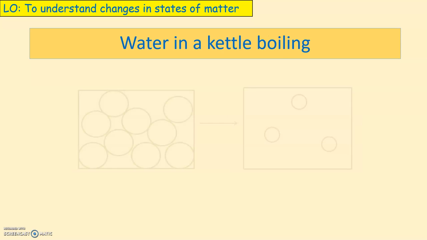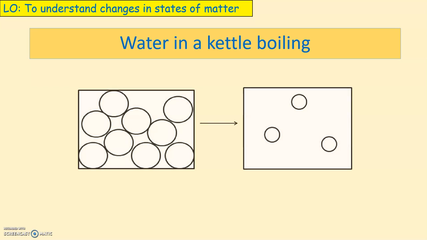The next one, water in a kettle boiling. This time it is changing from liquid to gas, okay? Now look at the change of state there. This is how we represent it. Again, if you got it right, make sure you give yourself a mark or make your corrections, okay? That's the most important thing, that you understand why you've done something wrong.